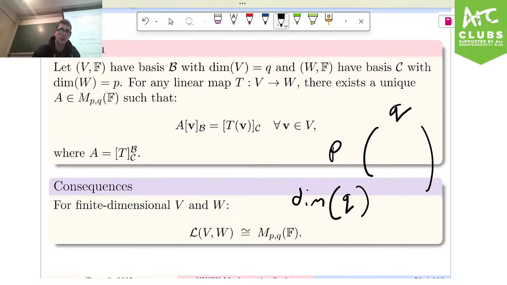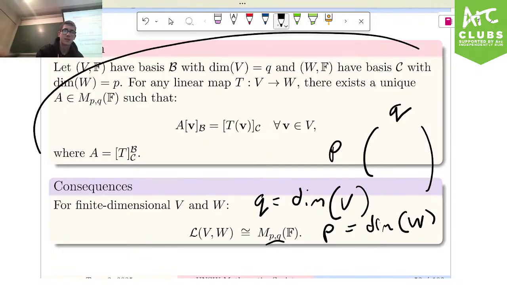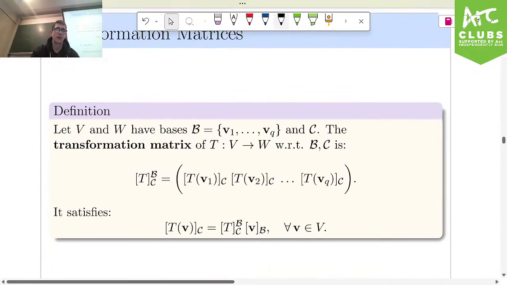P by Q matrix here. So it takes in a space where the dimension of V is Q, and the dimension of W is P. So if those two conditions hold, then there's an isomorphism given in this way, where we can represent any linear map from one basis to another by a specific matrix. Constructively, what we can do is just put in each column the representation of the image of each of the basis vectors.